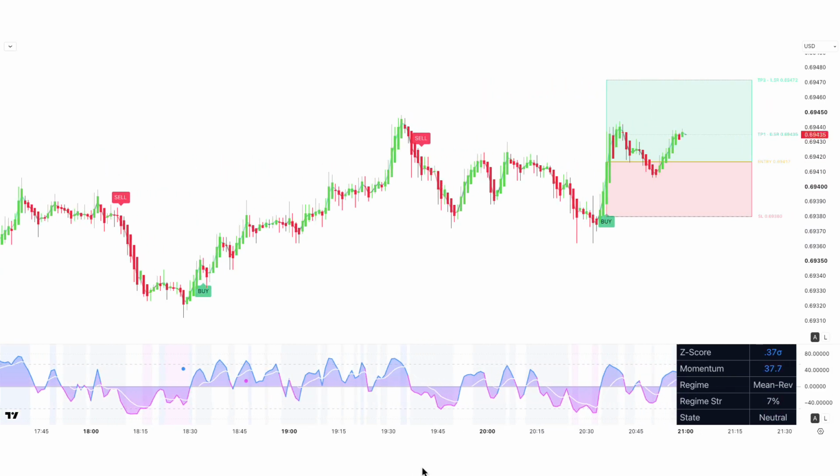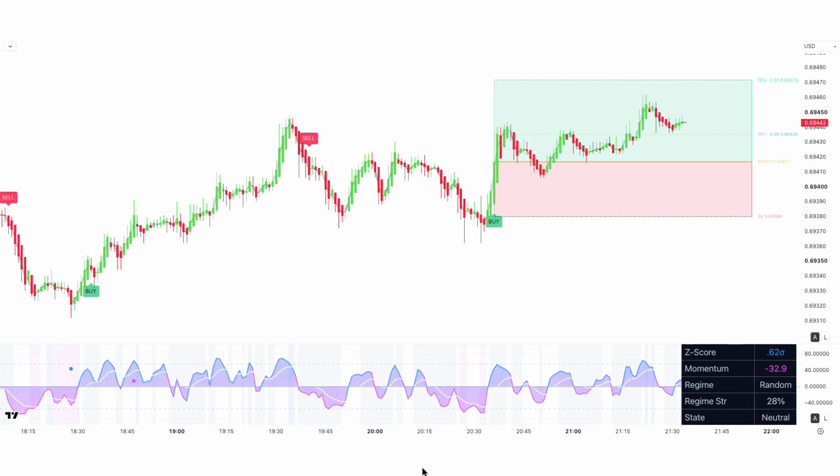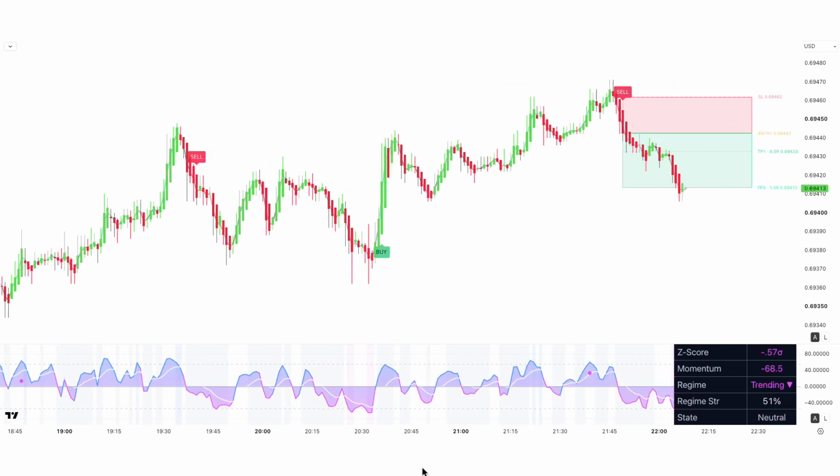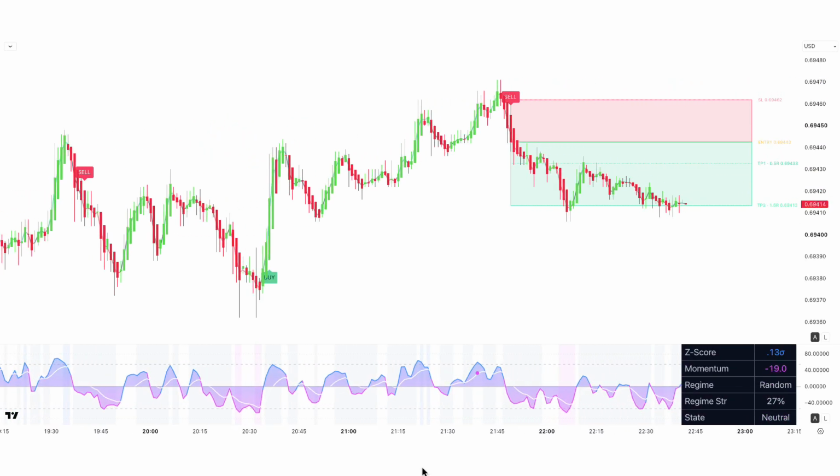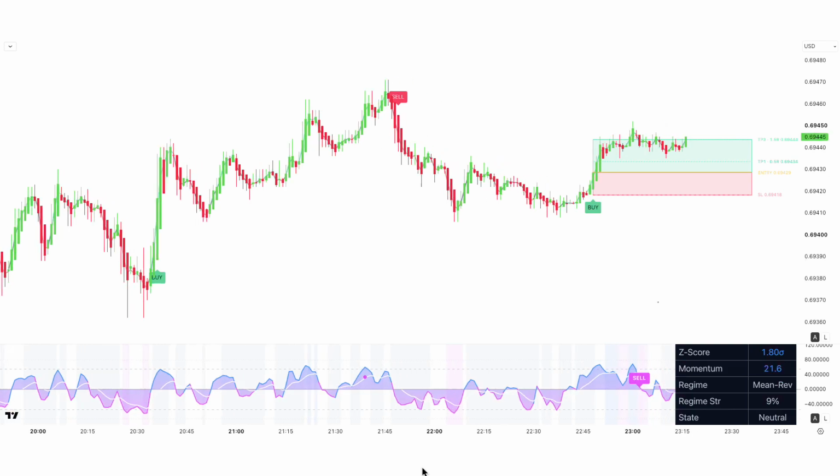So if you're ready to unlock the full potential of the Quant engine indicator, stay with me until the end, and let's build the complete TradingView setup together.